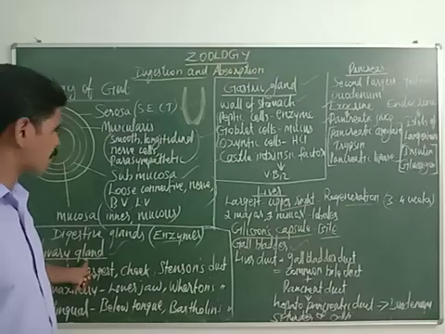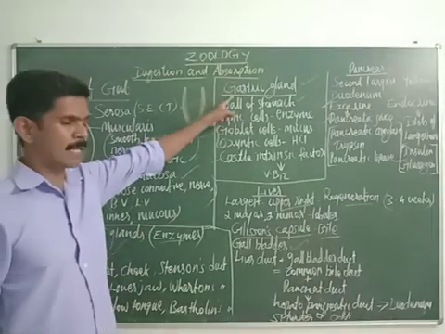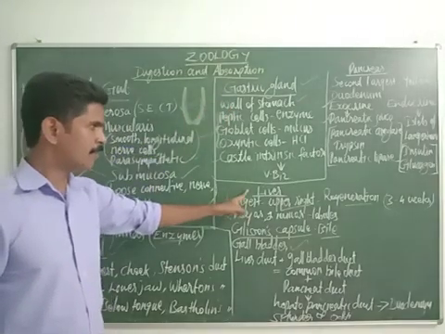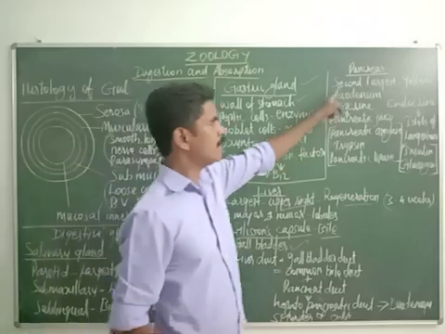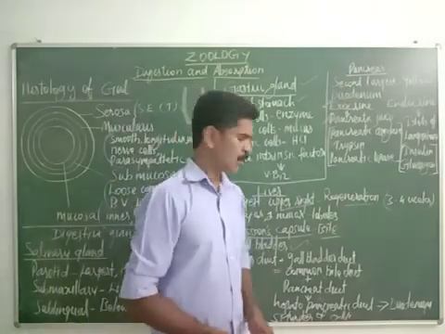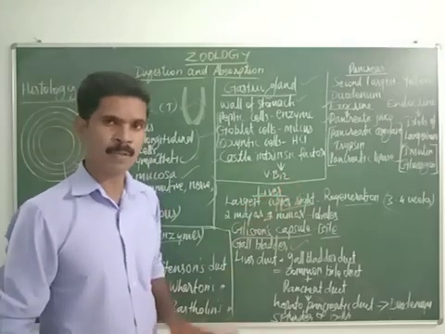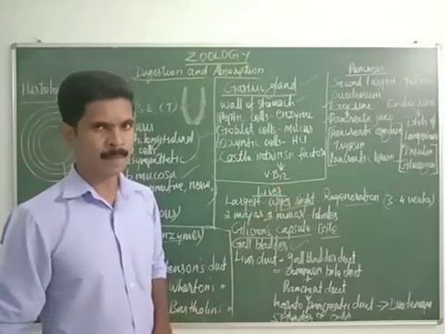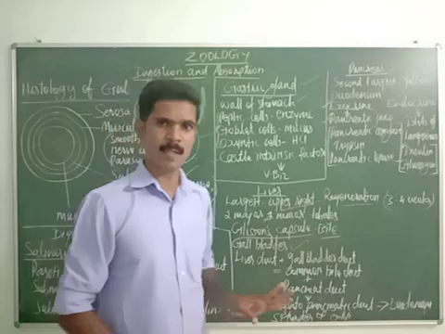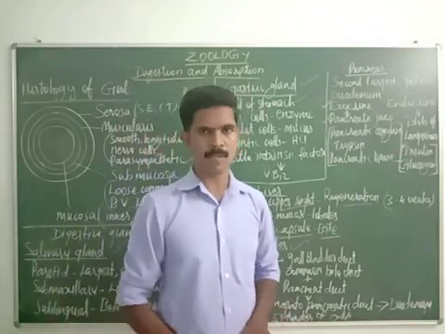First we studied the salivary gland, then the gastric gland, then the liver, and finally the pancreas. Understand? All these glands may be asked separately as 2 mark or 3 mark questions, and maybe 1 mark questions. Already I told you some examples of 1 mark questions.